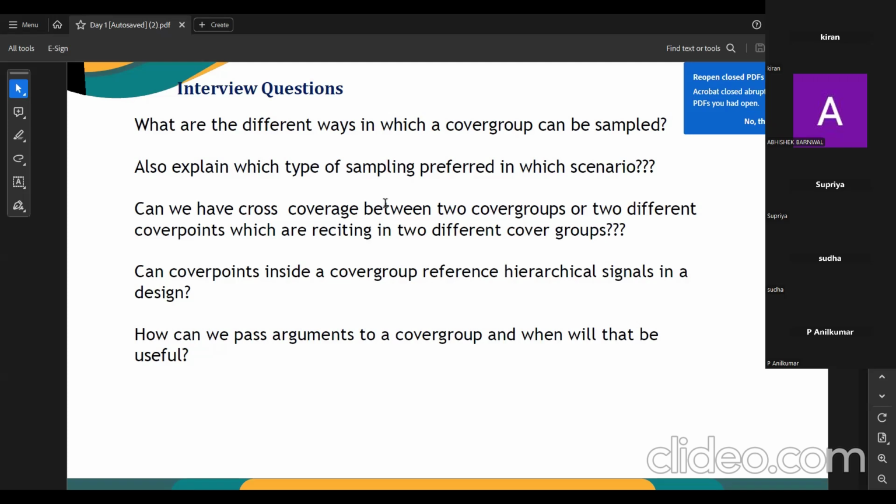Whatever examples are given to you in the session, with the same example you can try some different values, and that way you can increase your knowledge. You can try different combinations and see why it is working or why it is not working. If it is not working, what is the reason? That way you have to enhance your learning.